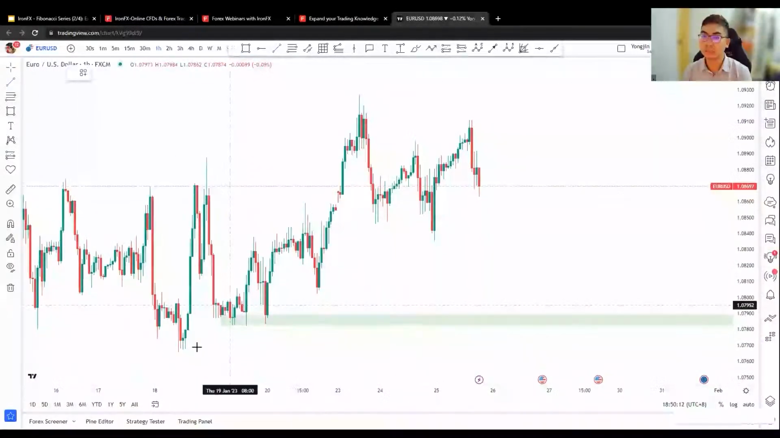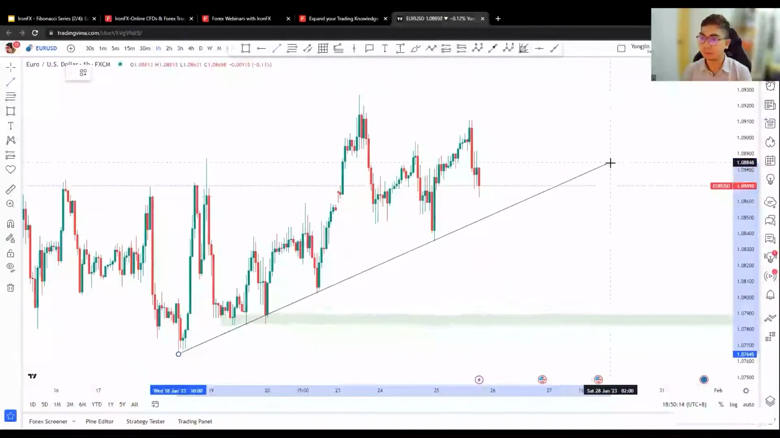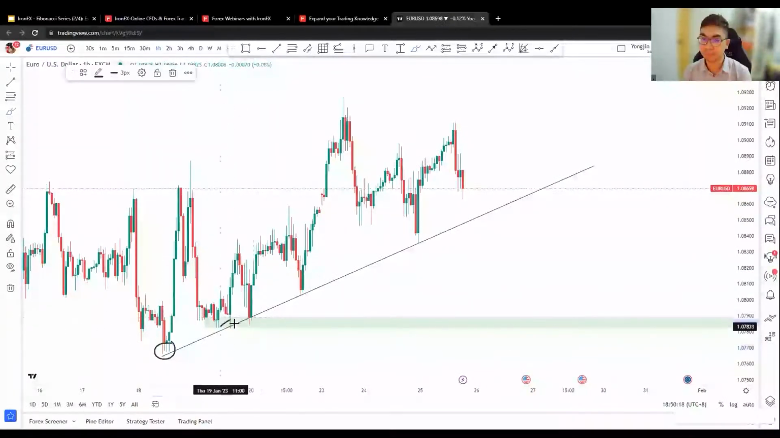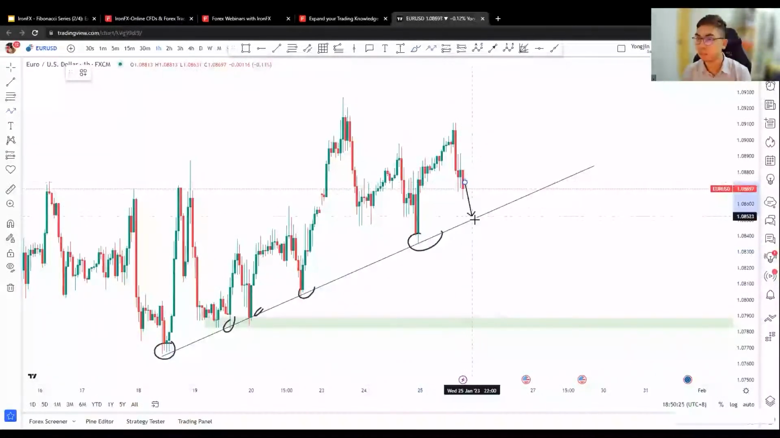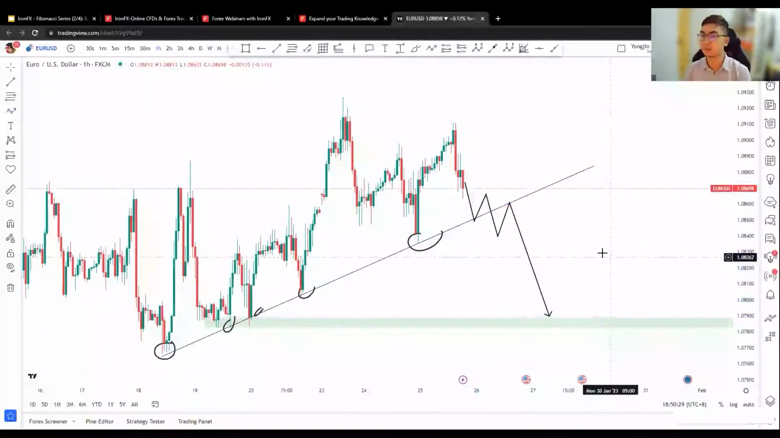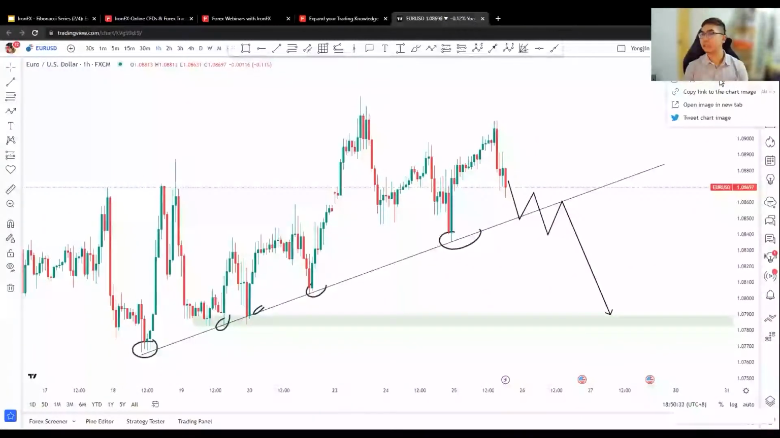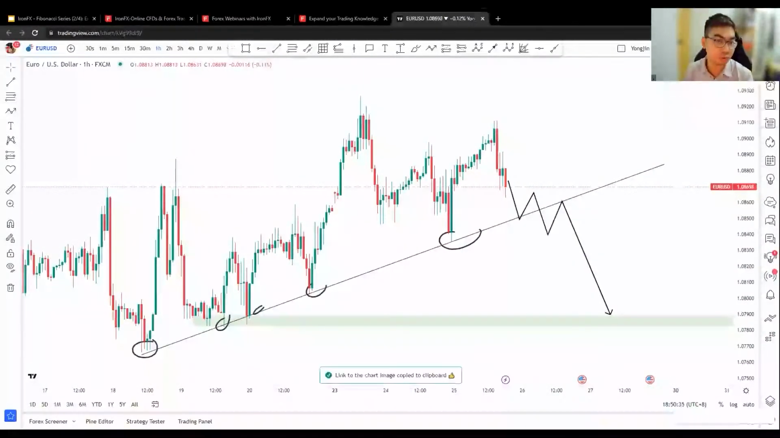You actually notice that there's a trend line. So we actually have 1 tap, 2 taps, 3 taps, 4 taps, 5 taps. So if price actually manages to come back down towards this area, I'm looking for a retest before price heads back down. So this could be a potential setup that I'm looking at currently for euro dollar. Potential trade setup for euro USD.